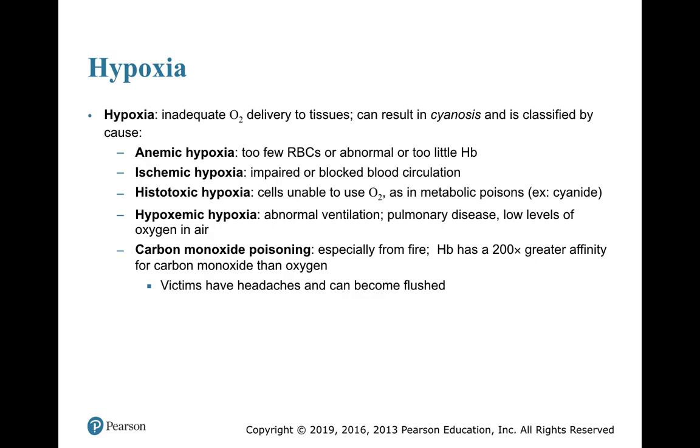Carbon monoxide poisoning is because hemoglobin has a 200 times greater affinity for carbon monoxide than it does for O2. Patients who are suffering from carbon monoxide poisoning will get headaches, become flushed, and they have some very distinguishing coloring characteristics, rosy coloring in their lips. And the only way to treat carbon monoxide poisoning is to use a hyperbaric chamber and try to force the carbon monoxide off the iron so that oxygen can be rebound to it.